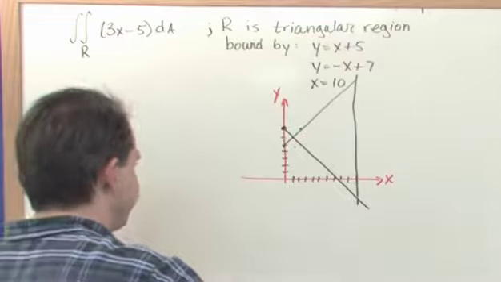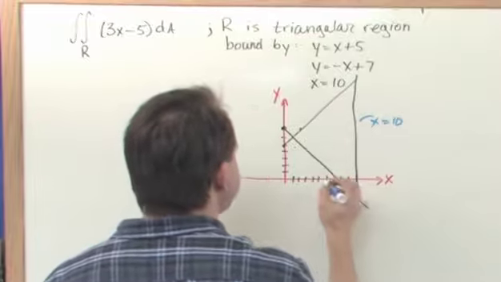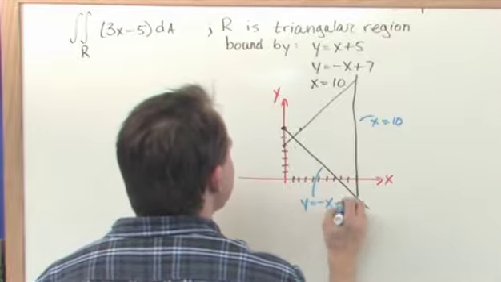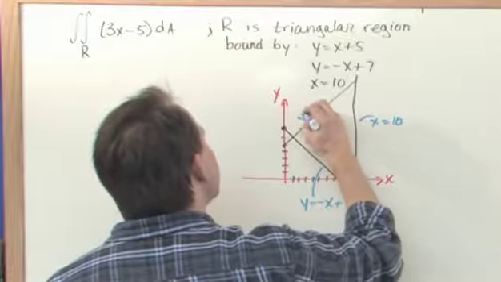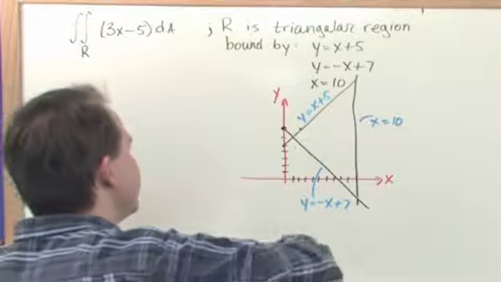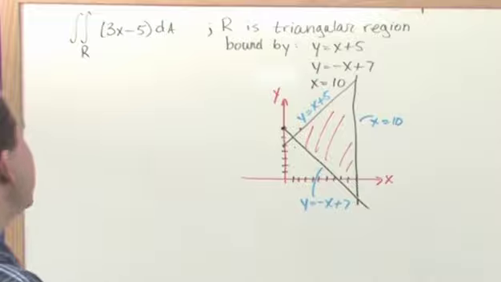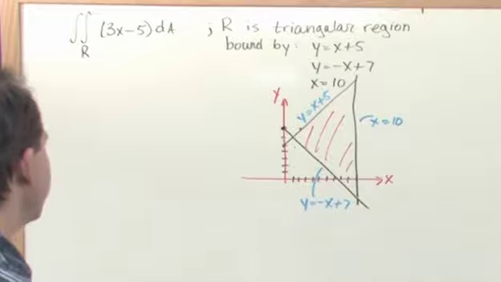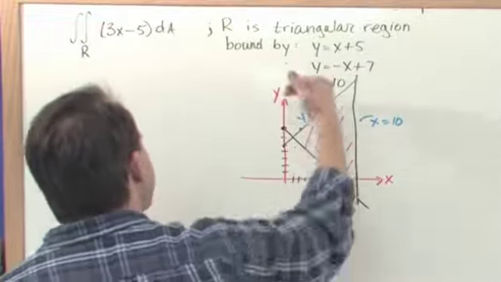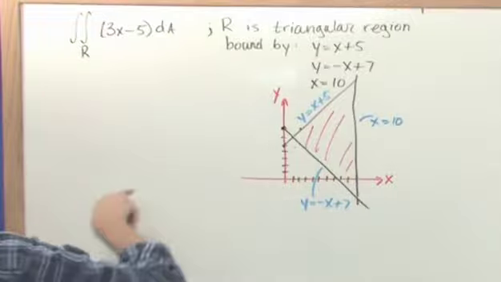So this right here is x is equal to 10. This one is y is equal to negative x plus 7. And this one is y is equal to x plus 5. And inside, you can see quite plainly that this is a triangular region that we're talking about here. Now, it's a vertically simple region, so I'm going to go ahead and use that. And so I need to figure out what boundaries I'm going to use. I'm going to integrate along y first, so I'm going to integrate between this line and this line. And then I'm going to go this direction.